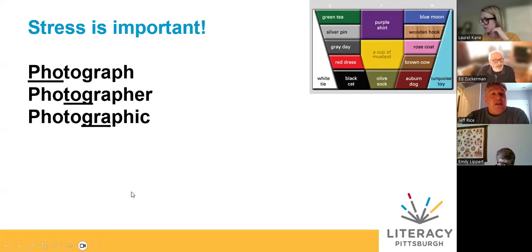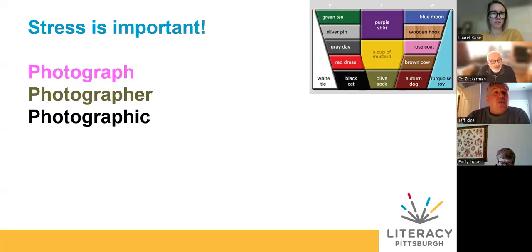Another example here, we have three words: photograph, photographer, photographic. For the first one, photograph, the stress is on the first syllable. Photographer, the stress is on the second. Photographic, on the third. And each one is a different sound. So rose coat, photograph. Olive sock, photographer. And then black cat, photographic.